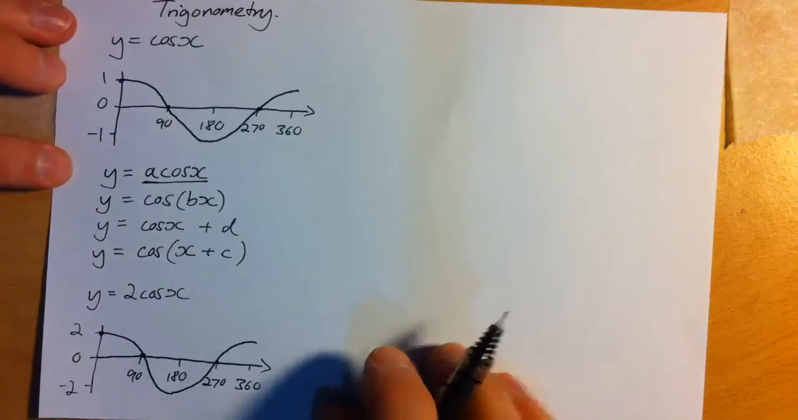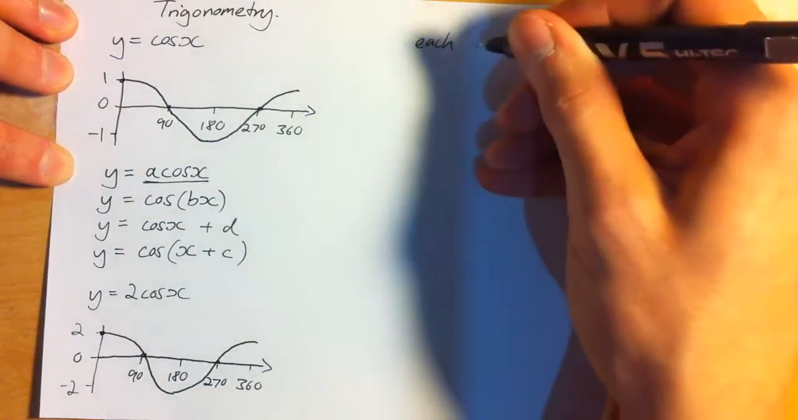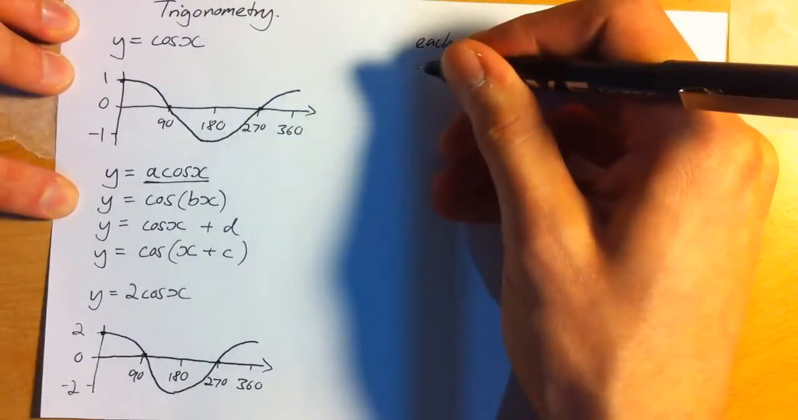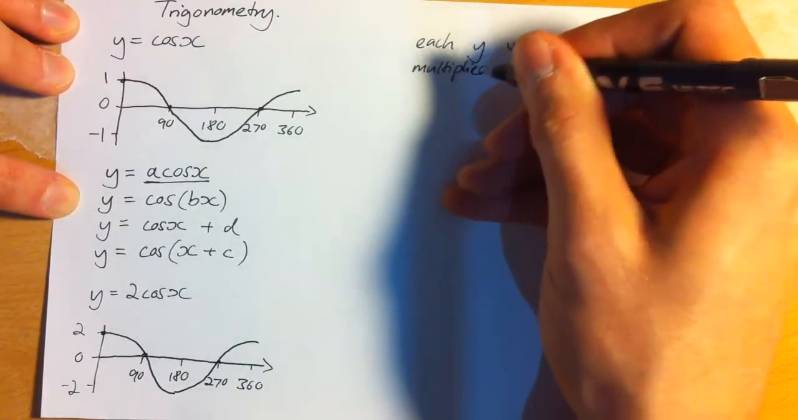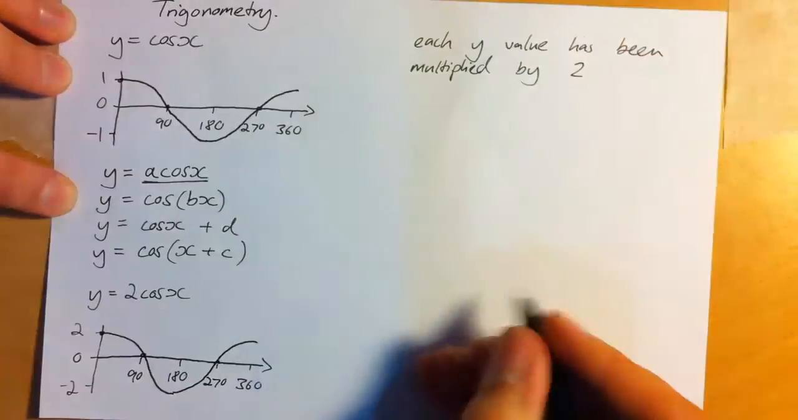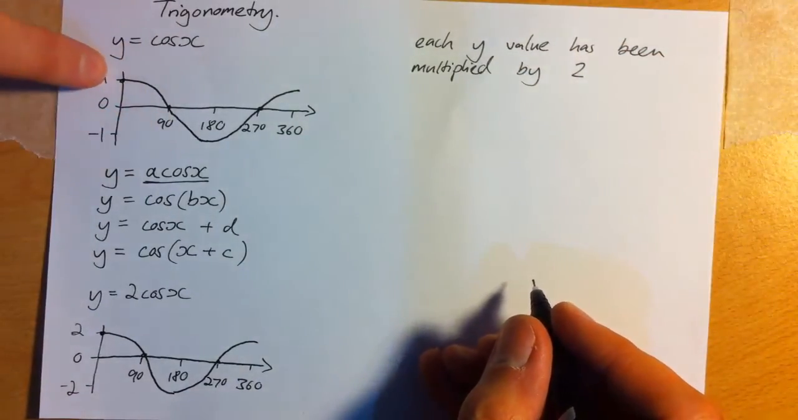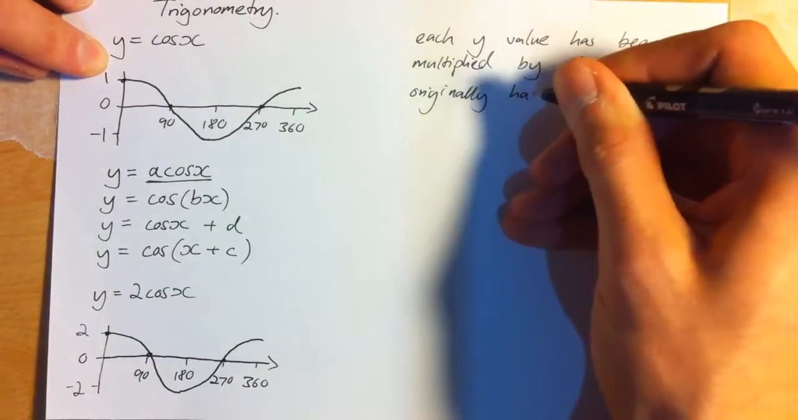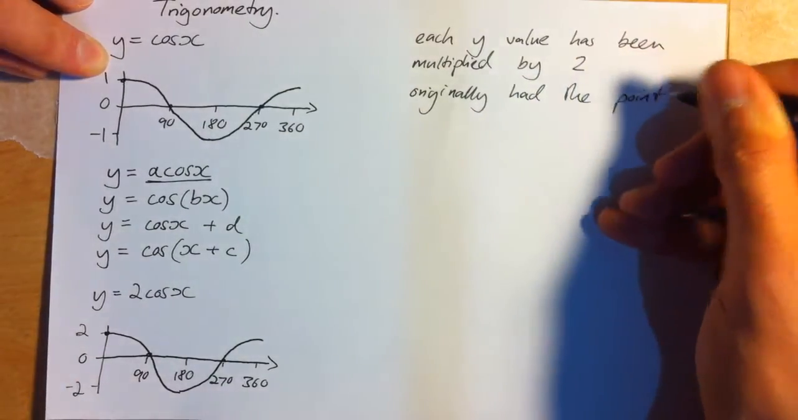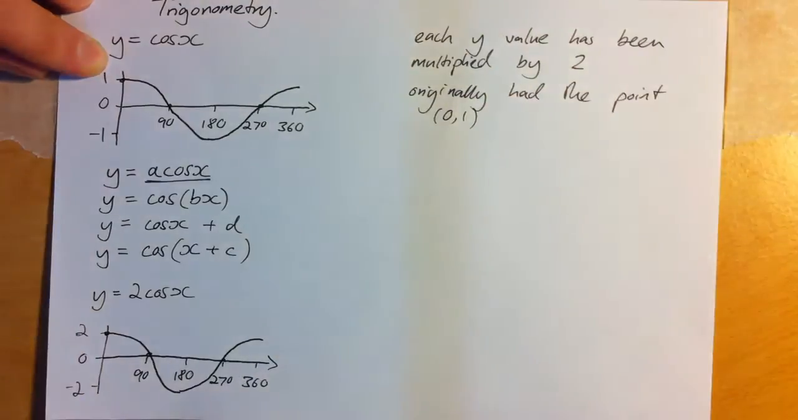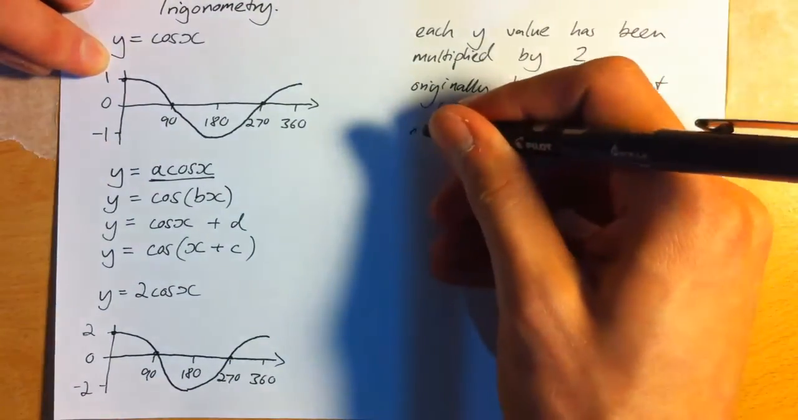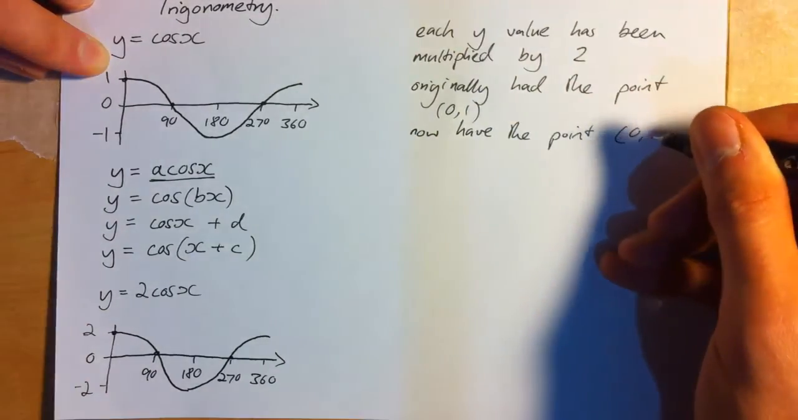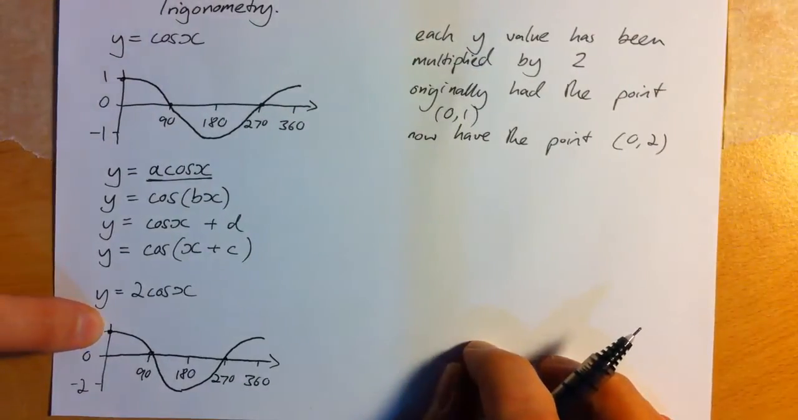So here's what the graph would look like. So the basic change that has occurred is that each y value has been multiplied by 2. As you can see, we originally had the point 0, 1, and if the y value has been multiplied by 2, we now have the point 0, 2, which is that point there.